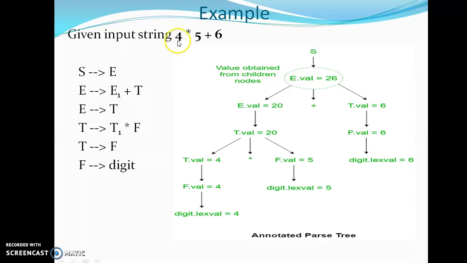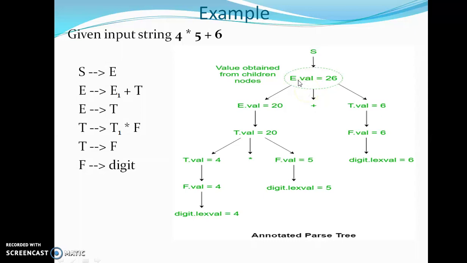Then finally we have to construct the parse tree for these symbols. Here 3 digits and 2 operators are given. It means a total of 5 symbols are given. In your tree, the leaf nodes should be digit star digit plus digit. It means 5 leaf nodes should be there in your parse tree. So we can start step by step.